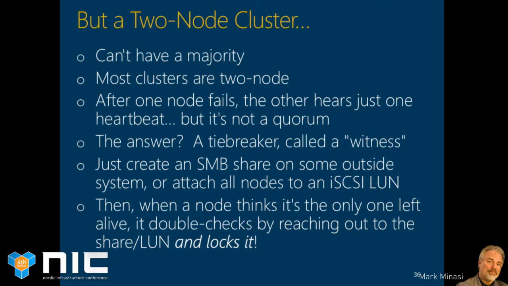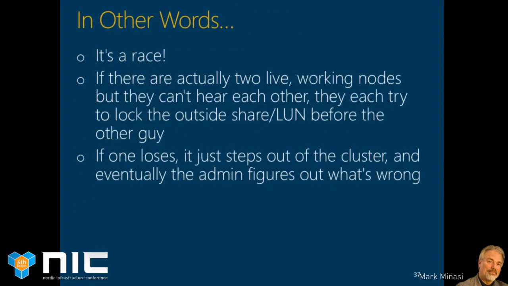So they both reach out and try to do it. In other words, it's a race. The first node to lock stays in the cluster. The other one steps out. And then at that point, the administrator comes in at some point and says, hey, there's a problem, and fixes it. But the point is we're still up and running. Make sense? We need an external place.